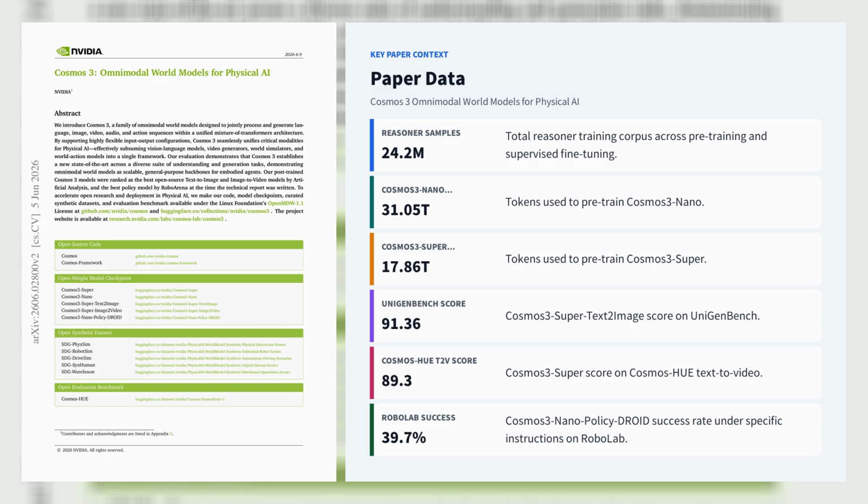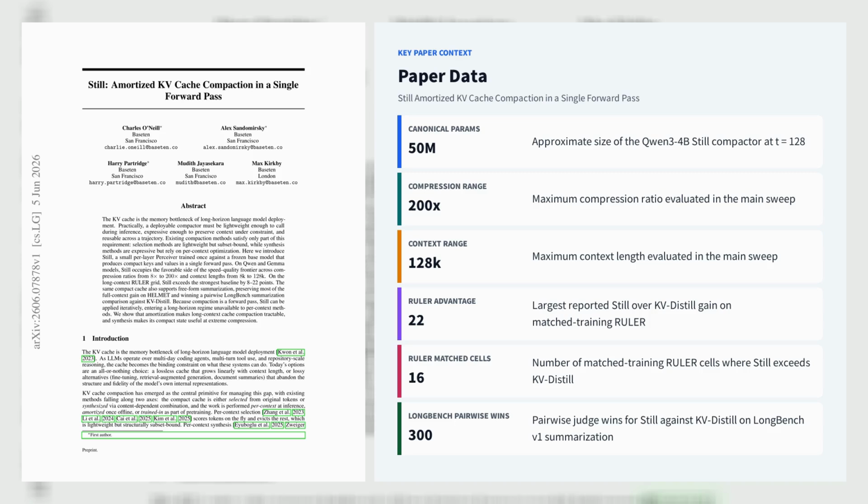Let's explore the third paper, STILL: Amortized KV Cache Compaction in a Single Forward Pass. STILL, developed by Baseten, is a perceiver-based KV cache compactor that amortizes synthesis into a single forward pass instead of per-context optimization. For frozen Qwen 3 and Gemma models, it inverse rotates cached keys into a position-free frame, applies per-layer latent cross-attention, and writes compact keys and values that can be reused across inference, including iterative long-horizon compaction.